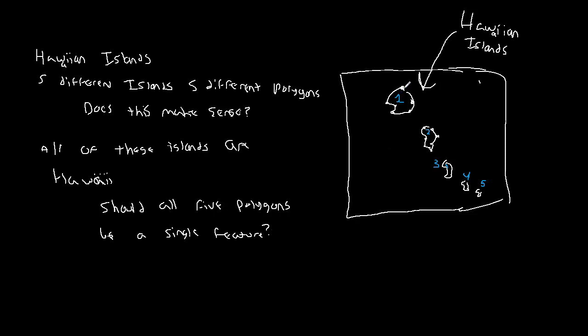So if we were to select this, if we were to search for Hawaii, should we get all 5 of these? Or should we have to select each one individually? This difference between having each polygon be its own feature versus having multiple polygons represent a single feature is the difference between single-part versus multi-part. Okay.